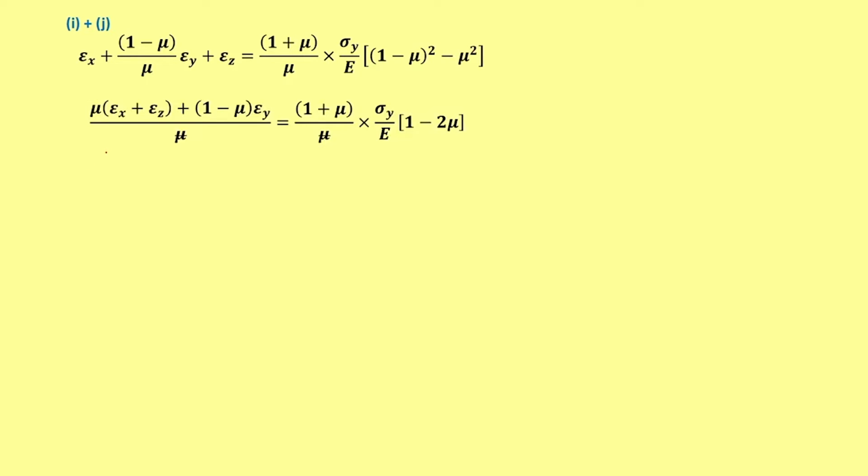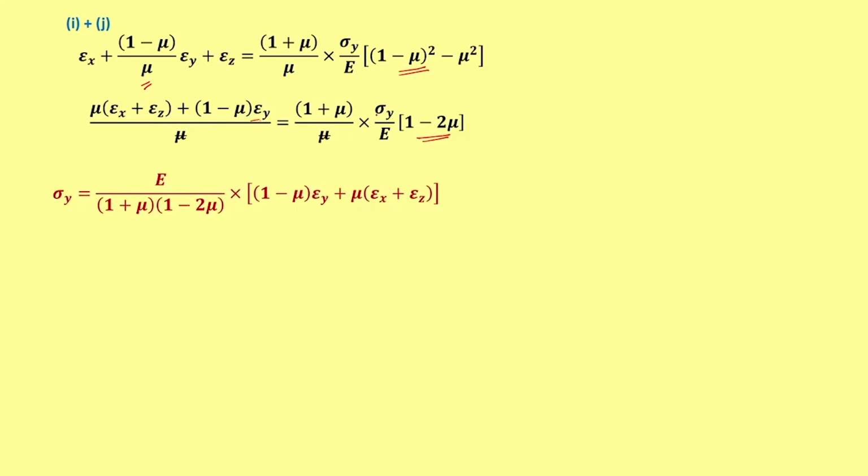Simplifying, we will get mu into epsilon x plus epsilon z. So, you can combine these two because this is multiplied by mu. So, mu into epsilon x plus epsilon z plus 1 minus mu into epsilon y, same expression by mu. Here again you can do the simplification, 1 plus mu by mu sigma y by E. So, if you expand this, you will be left with 1 minus 2 mu. So, this mu and mu goes away. Finally, we will be left with the expression for sigma y.